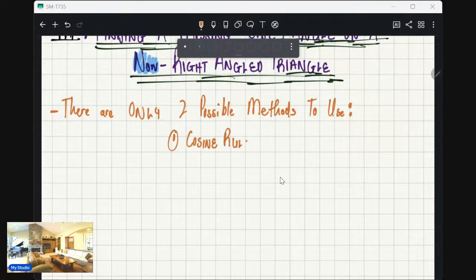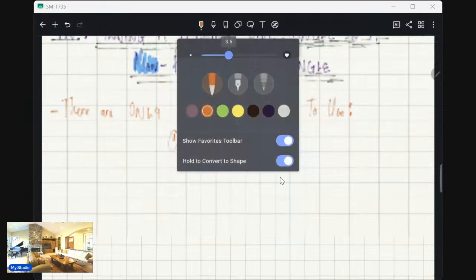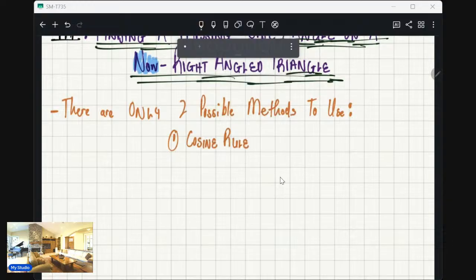Okay? When do we use it? When we are looking for a missing side. Yes. Well done. When you have a non right angled triangle and you want a missing side or missing angle, right? Yes, there are only two possible. So either we're going to use the cosine rule, and you're going to do this practically just now. So we're going to do it practically.